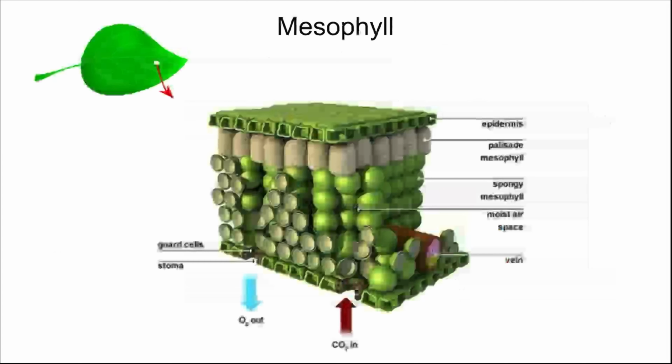Photosynthesis does not occur in all cells in a plant. In this cutaway of a plant's leaf, you can see that there are several layers. There's an epidermis, a layer of palisade mesophyll, spongy mesophyll, guard cells, and stoma. Most photosynthesis occurs within the palisade mesophyll near the top of the leaf.